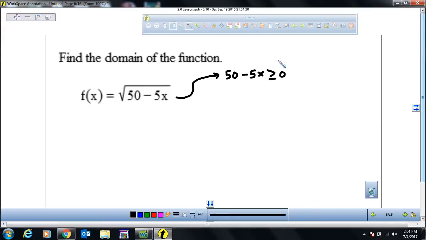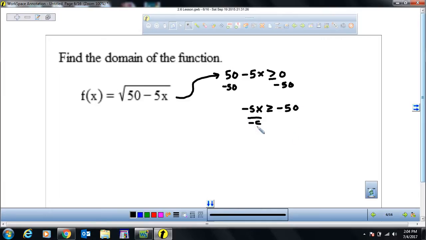Okay, so we're going to find all the values of x for which this expression inside of the square root is not negative, meaning greater than or equal to 0. So let's go ahead and solve for x. We need to move the 50 over to the other side to leave the x by itself. So we're going to get negative 5x is greater than or equal to negative 50.